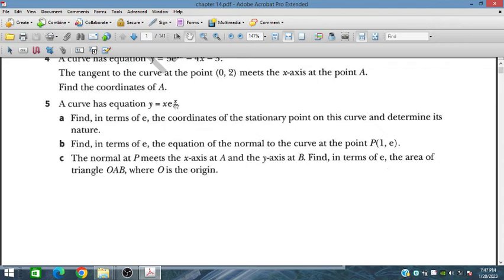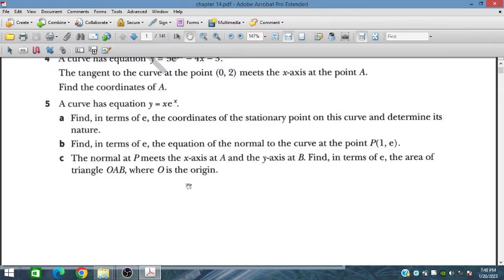The curve has equation y is equal to x e power x. Find in terms of e the coordinates of the stationary point on this curve and determine its nature. Find in terms of e the equation of the normal to the curve at this point. The normal at P meets the x-axis at A and the y-axis at B. Find in terms of e the area of the triangle OAB, where O is the origin.